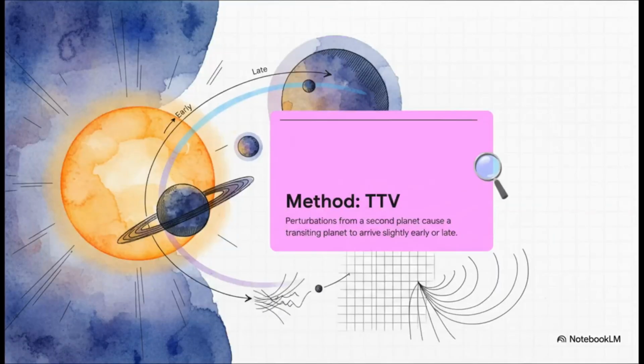Transit timing variation is probably the most direct modern analog to Neptune's discovery. So imagine we're watching a planet as it transits, or passes in front of its star. It should do that with perfect clockwork regularity. But if there's another planet in that system, its gravity will cause the transiting planet to arrive just a little bit early sometimes and a little bit late other times. By measuring these tiny variations, these wobbles in the transit schedule, we can detect and characterize a second non-transiting planet in the system.